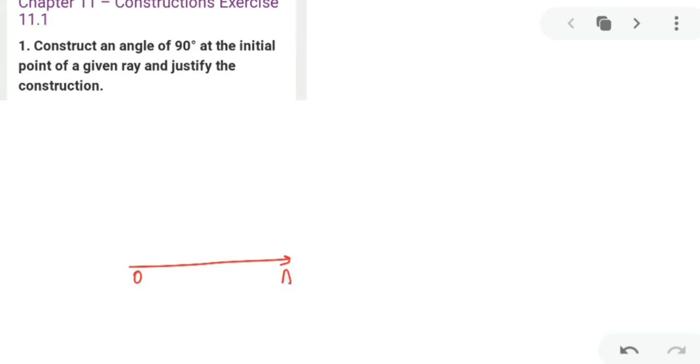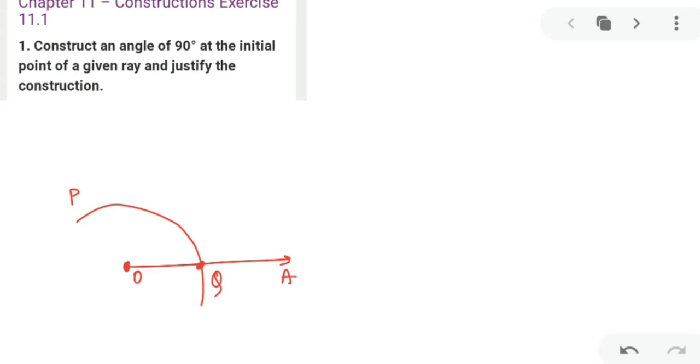If I name it as OA, now take O as a center. With any radius, draw an arc. So you can draw an arc like this. You can name it as PQ, so that it cuts OA at Q. So I have already drawn it here.